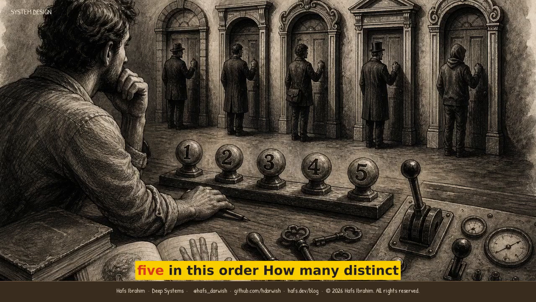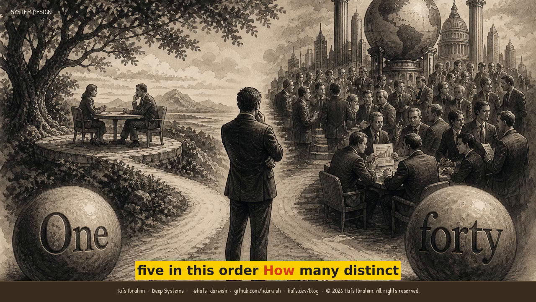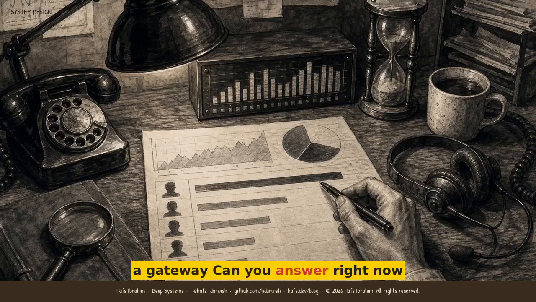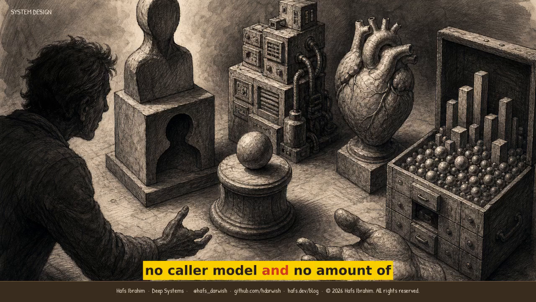So ask yourself these 5, in this order. How many distinct callers do you have, and do you control all of them? One first-party client is a different world from 40 partners. Do you make the same policy decision in more than one service today? If caller identity or rate limiting is implemented twice, you already have the hole, whether or not you fill it with a gateway. Can you answer, right now, which caller consumed the most capacity in the last hour? If not, you have no caller model, and no amount of back-end health data will give you one.